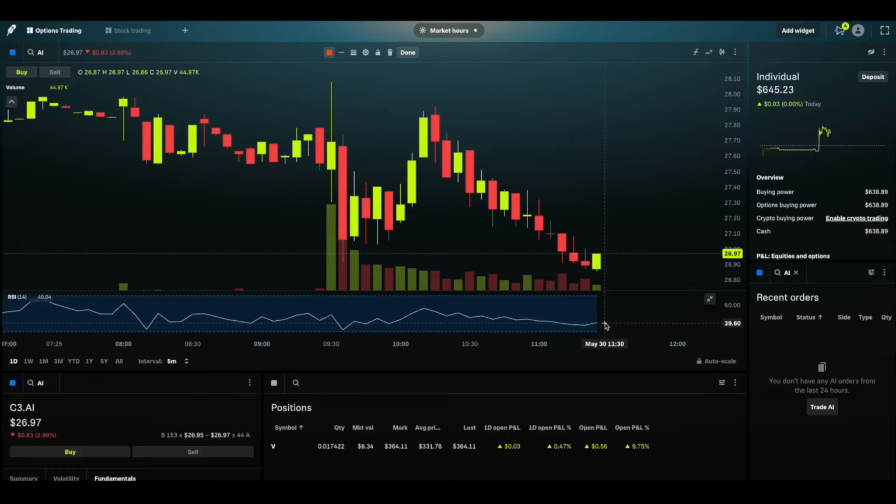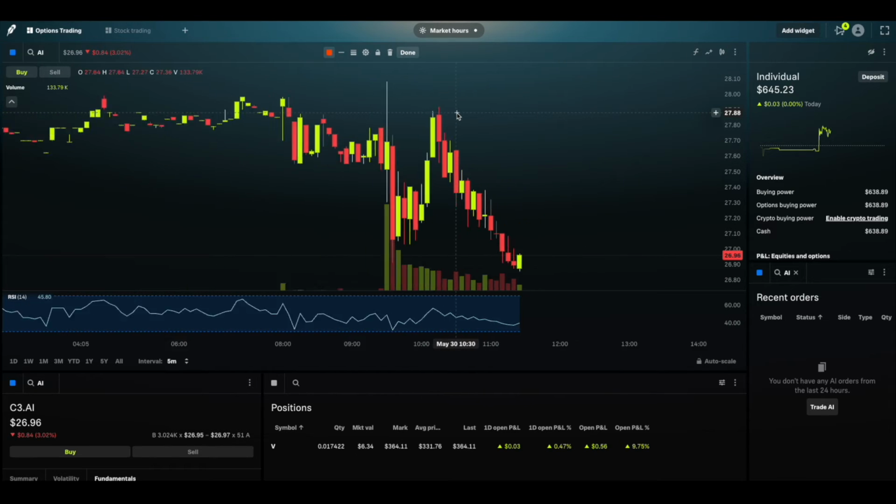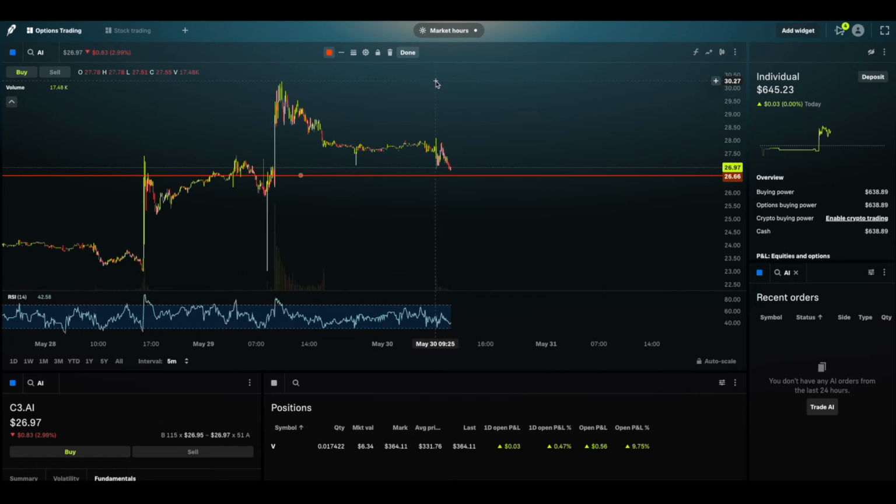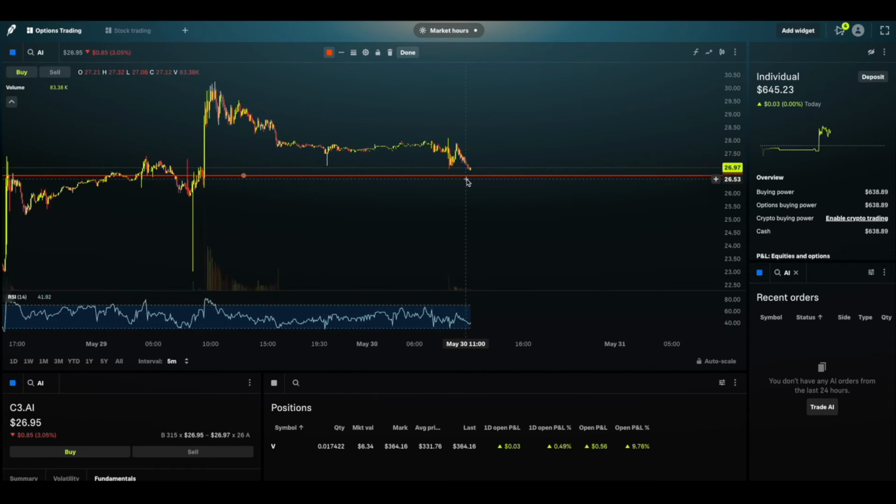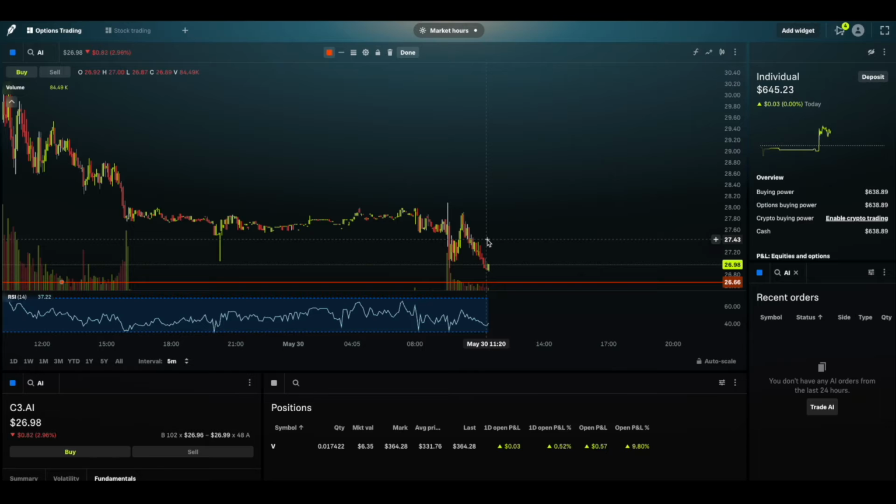Let's examine the RSI. RSI's at 40. It's pulled back all the way from 27. It's just sunk the last couple of days. It went from $30 down to 26. And now we're just waiting.